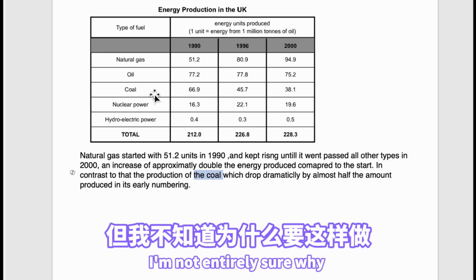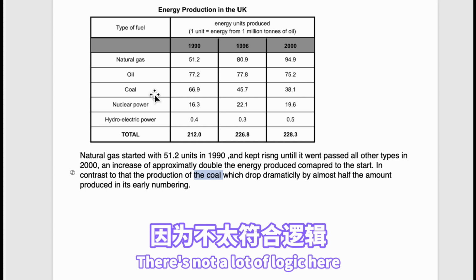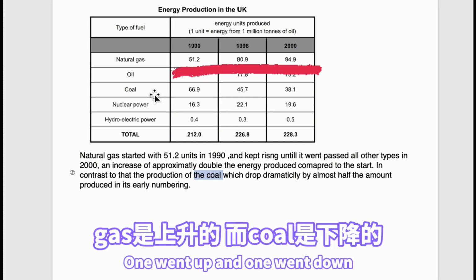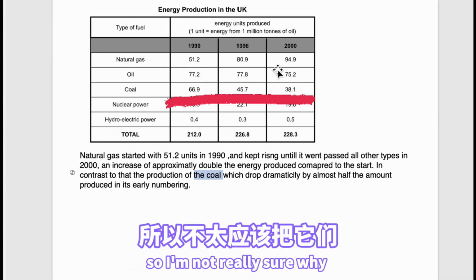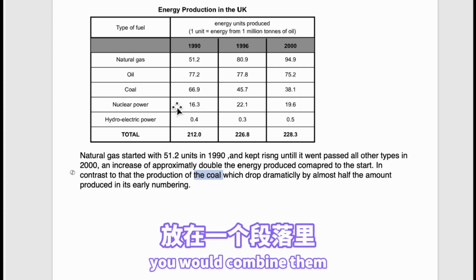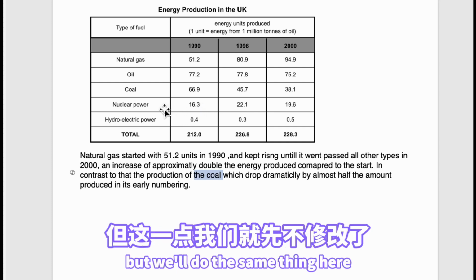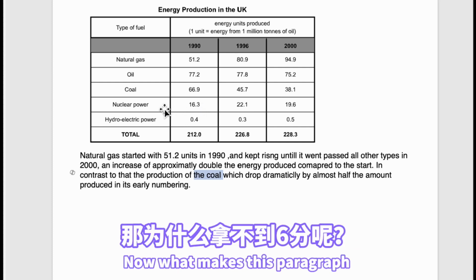I'm not entirely sure why. There's not a lot of logic here. One went up and one went down. So I'm not really sure why you would combine them in one paragraph, but we'll do the same thing here. Now, what makes this paragraph under a 6?